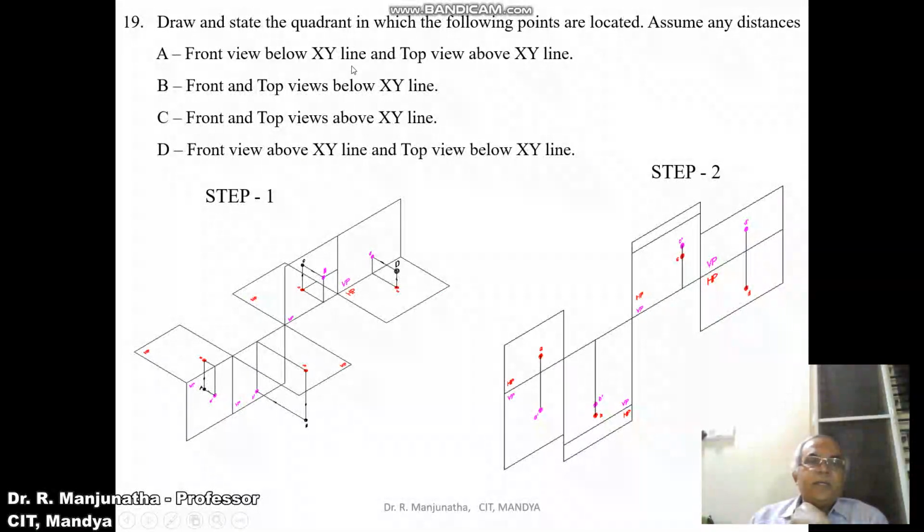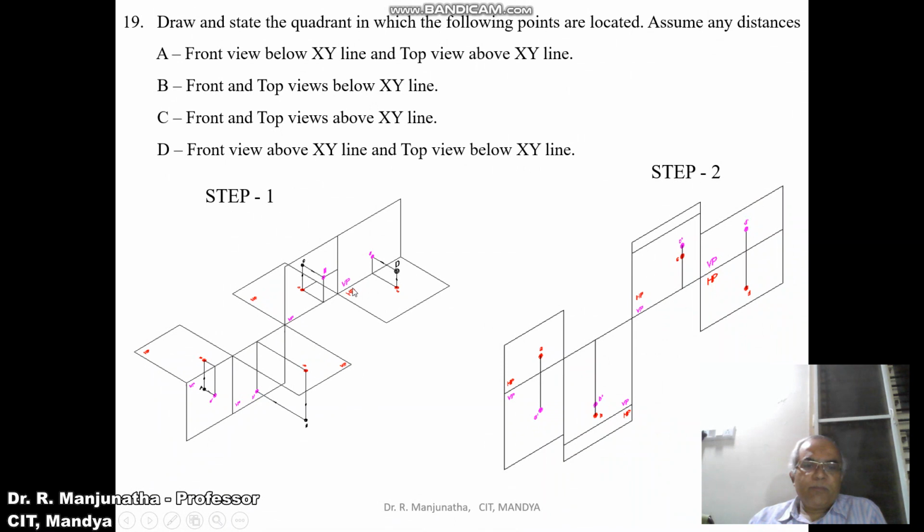Now, in this case, here he says front view is below XY line. This is the three-dimensional analysis of this problem. Here he says a front view below XY line and top view above XY line. So that means this will lie in the third quadrant. When you say the front view below XY line, it will come into the picture only when you have the third and fourth quadrant. Here in the third quadrant also you can see the front view.